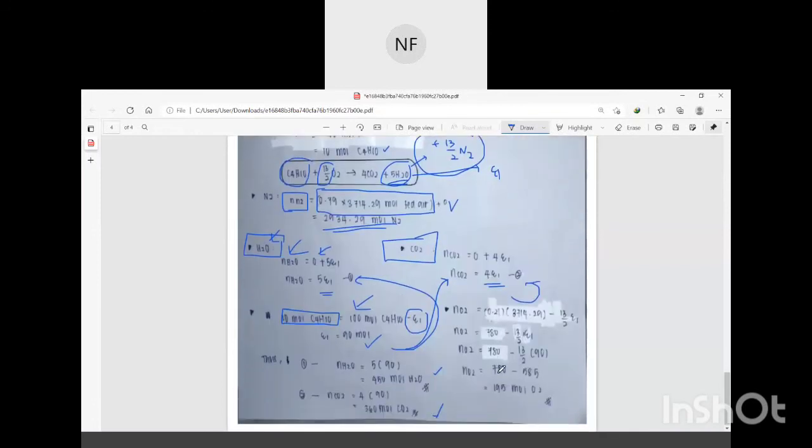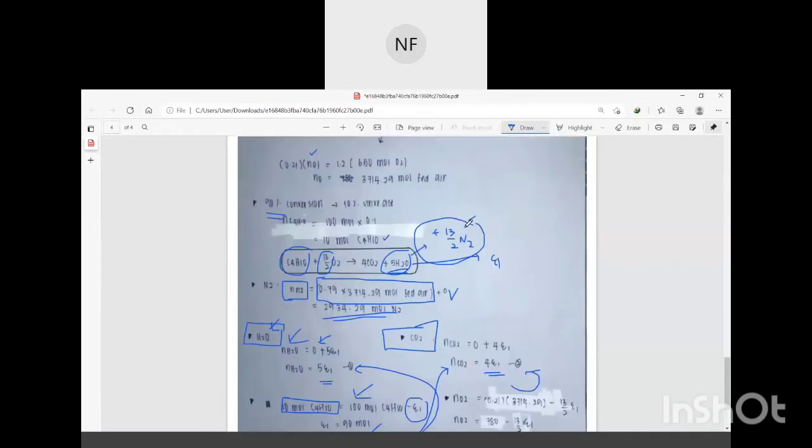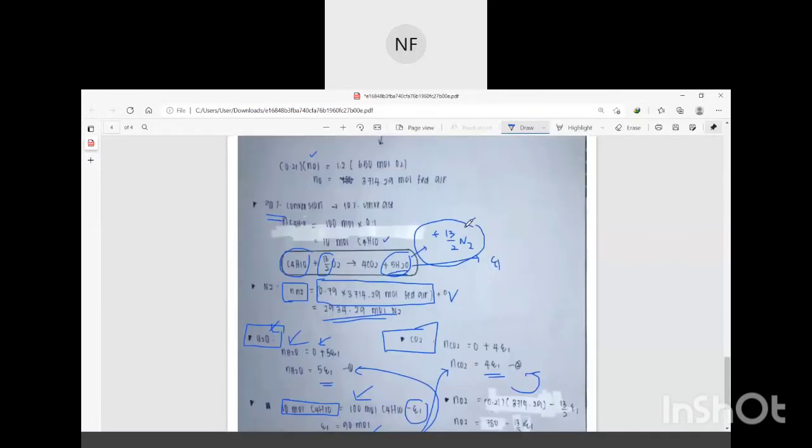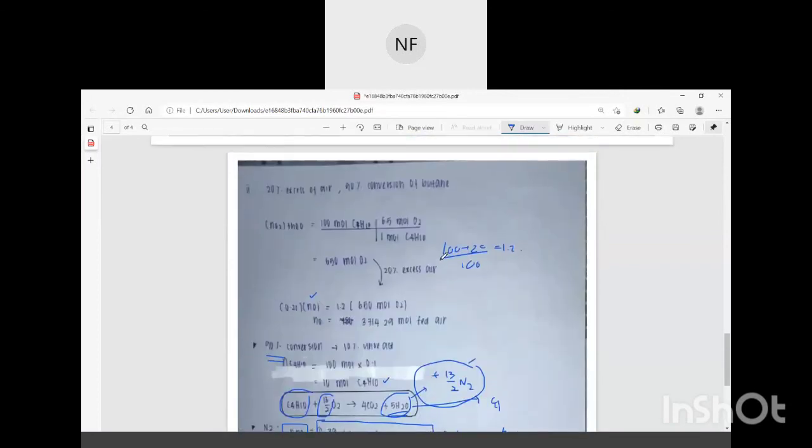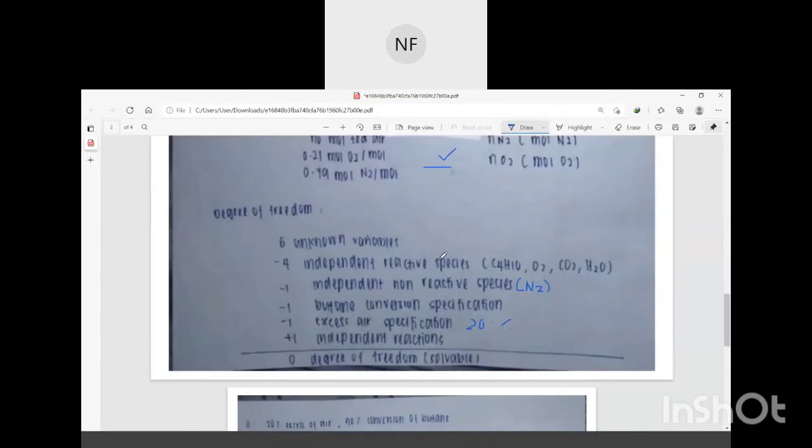For the molar composition, we use the same method as in the atomic species method and molecular species method, which is the number of moles of the species divided by the total number of moles, and we get the molar composition of each component of the feed gas. Okay, that's all from me. Thank you.